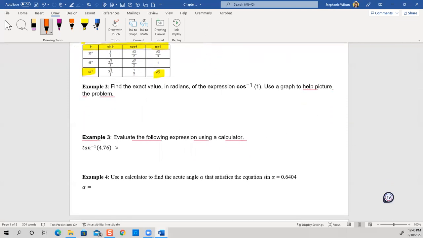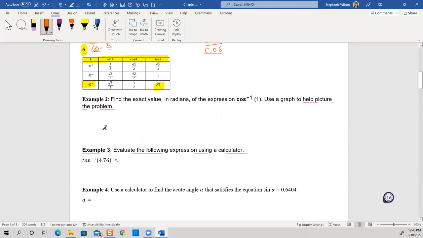Example 2 says find the exact value in radians of the expression cosine inverse of 1. You could draw a picture or a graph to help you, like this one up here. What we notice is cosine, if I was to type cosine of 1 in my calculator, I'm going to get some decimal-looking number. But you actually have a button in your calculator. You can shift it over to the inverse, and it will give you the answer 0. But we can also come up here and find our values and then do basic math and calculate that as well.